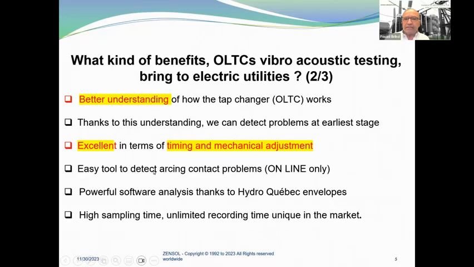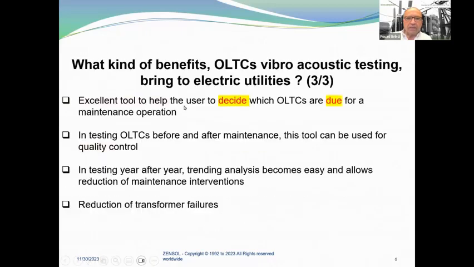It's an easy tool to detect arcing contact problems, of course, online only. We have a powerful software, and thanks to Hydro-Québec, we can do a simple analysis. The high sampling rate, unlimited recording time, unique in the market. It's an excellent tool to help the user decide which OLTCs are due for a maintenance operation. And in testing OLTC before and after maintenance, this tool can also be used for quality control. And in testing year after year, trending analysis becomes easy and allows reduction of maintenance interventions. And of course, our goal is to reduce the transformer failures.